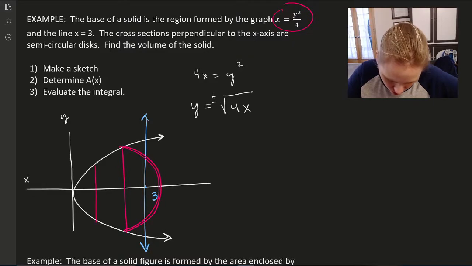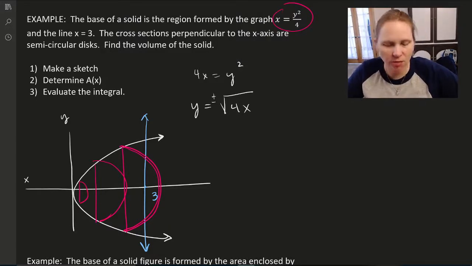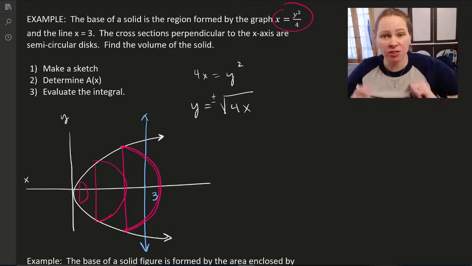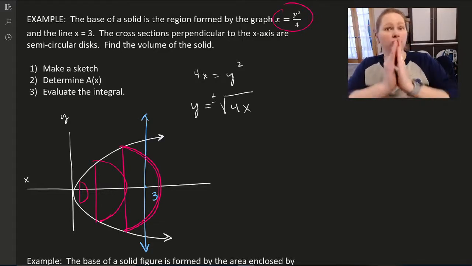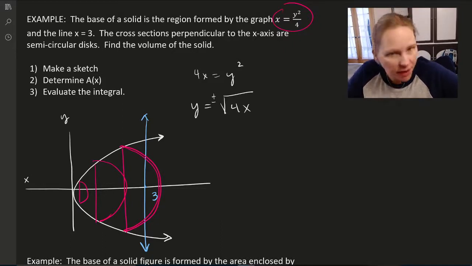And everywhere I go, I'm going to have semicircles, and they're going to get smaller and smaller. And so remember, these little semicircles are pointing out at you. So it's like if you're looking at this, they are pointing straight up and out. So here's my dilemma. I need to find the formula for the area function.